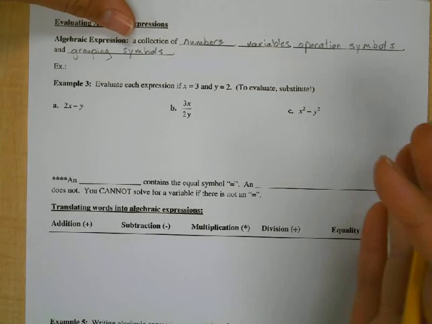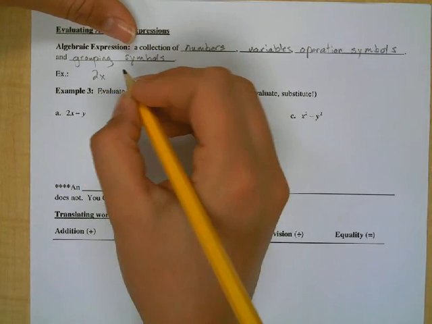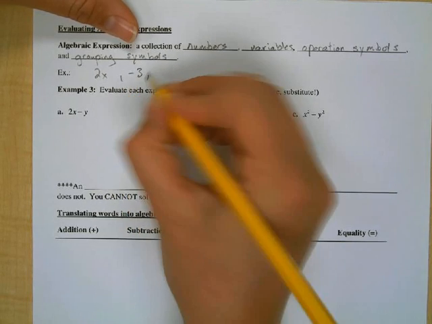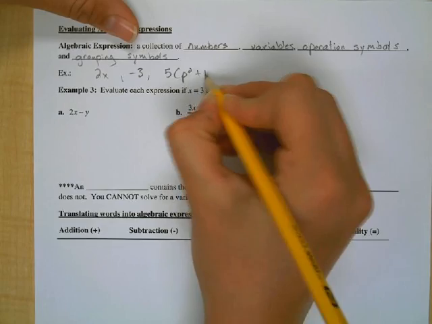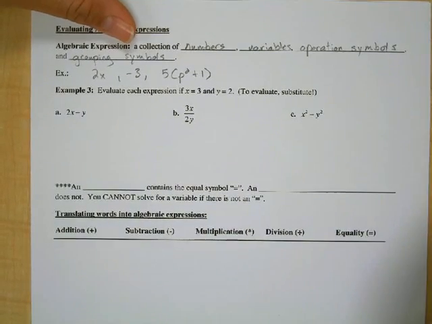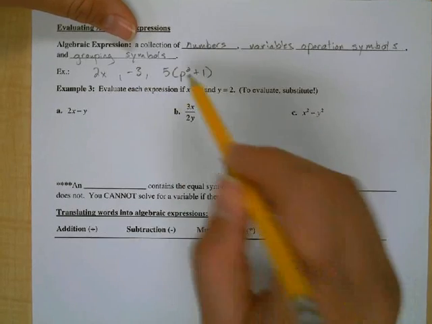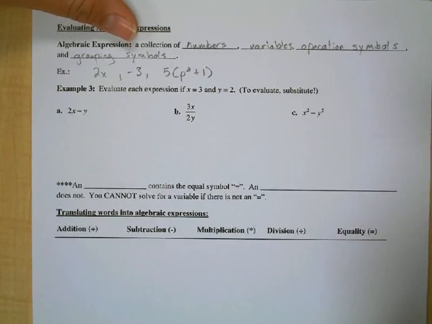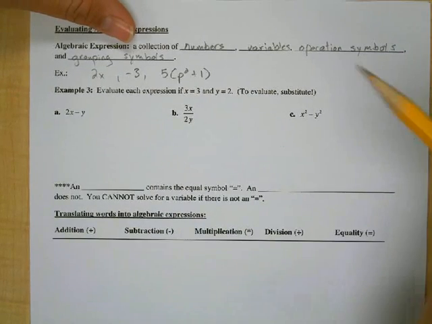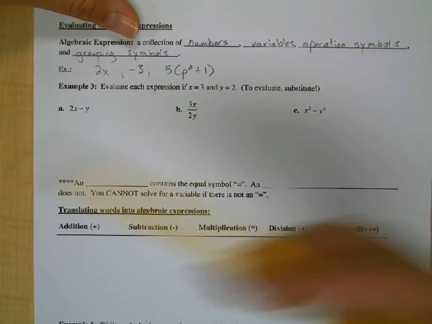So for example, 2x is an expression. Negative 3 is an expression. Okay, 5p squared plus 1. Those are all expressions. Okay, now what I do want to point out is that notice there is not a single equal sign. Okay, when you throw an equal to something, now you're talking about equations. Equations have equal signs. Expressions do not. That's the difference.